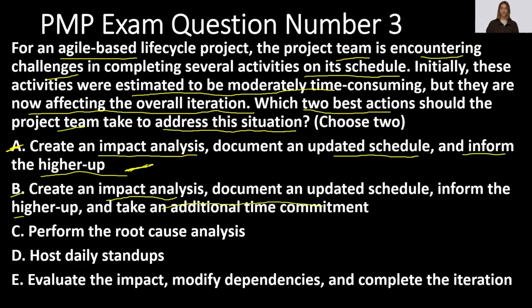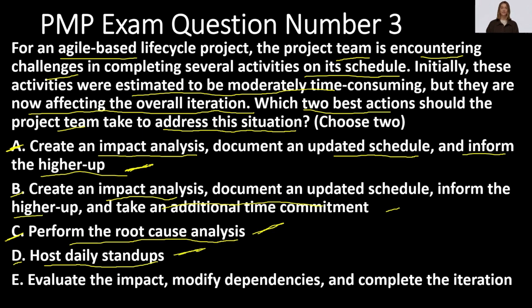Now, let's look at option C, which suggests that the project team should perform a root cause analysis. This is a great option as it will help the Agile team understand why these activities are taking longer than expected and enable them to create an action plan to address the issue. Option D states that the project team should host daily stand-ups. This is a good option because daily stand-ups help the team understand the project's daily progress and provide details on issues and risks.